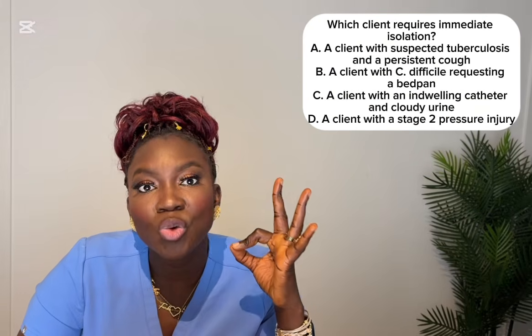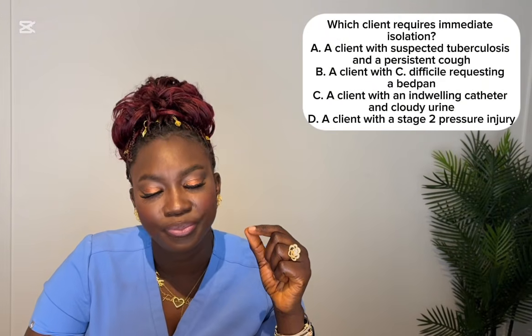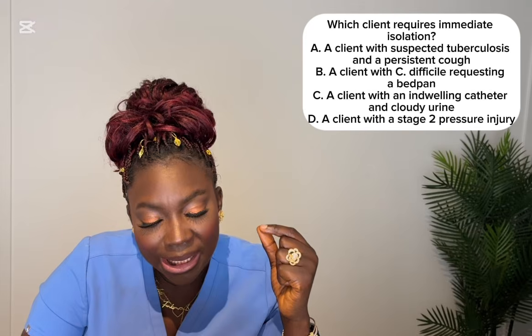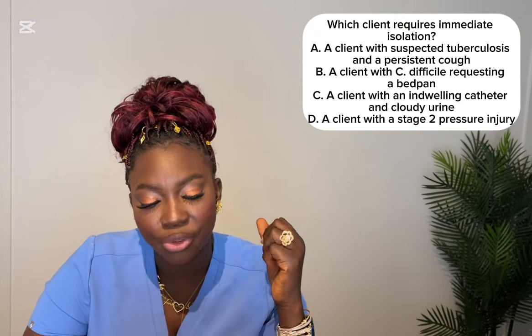Now, let's go. Which client requires immediate isolation? A, a client with suspected tuberculosis and persistent cough. B, a client with C. diff requesting a bedpan. C, a client with an indwelling catheter and cloudy urine. D, a client with a stage 2 pressure injury.